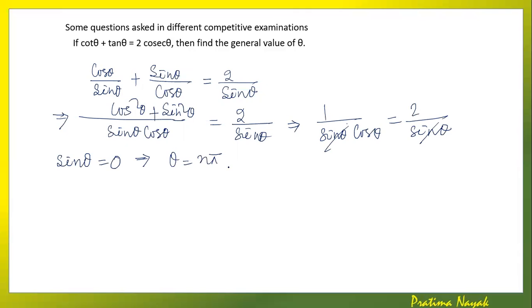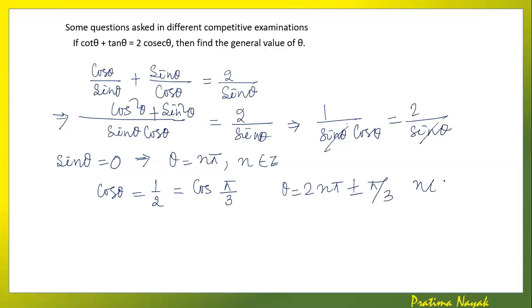This is one solution. Now next is cos theta is equal to half, which you are getting by cross multiplying. Half means your cos 60 degree. Then your theta is equal to 2n pi plus minus pi by 3 when n is an integer.